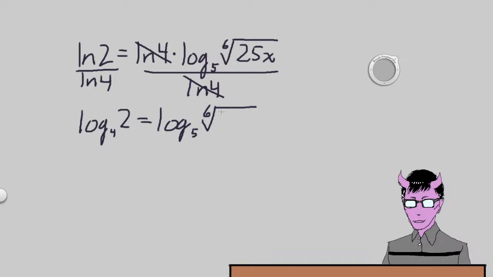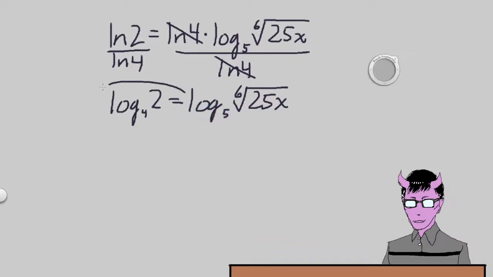6th root of 25x. This one, hope you recognize that one as well. Well, you could ask yourself, you could do the sub problem if you don't see it right away. That's okay. We have log base 4 of 2 is equal to some number, and once we figure it out, we can replace the entirety of this one with that number. So 4 to the power of what gives us 2.